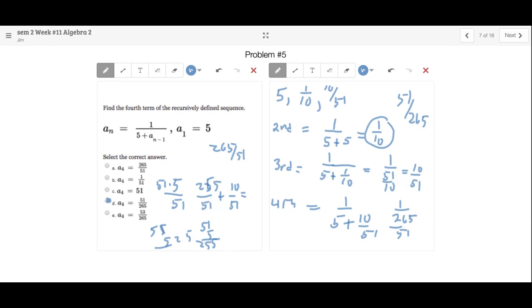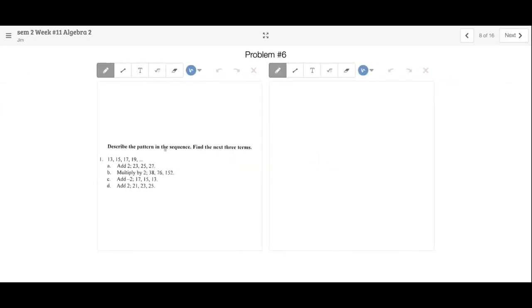All right, so let's go to problem number 6. It says, describe the pattern in the sequence, find the next 3 terms. Okay, so this is a fairly easy problem. You guys are just saying D before you even check the problem out. Stop it. It's not D. Oh, I'm sorry. It is D. I was looking at letter C. You are right. D is correct.